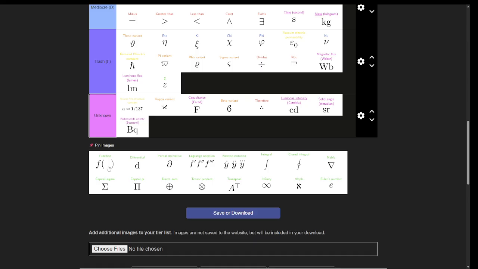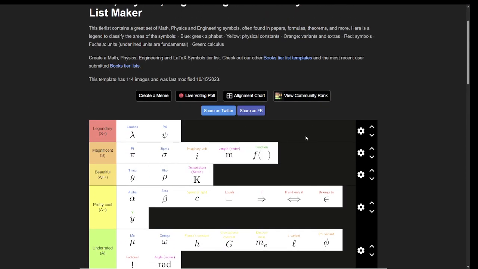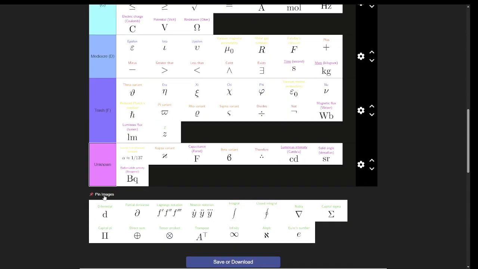So the function notation, I'm guessing this is the one by Euler. I'm going to put it in S tier because you know my goat Euler. He's the greatest of all time mathematician. Function notation, beautiful. I love this. You can have f of x, and you can plug into f of. And it's just beautiful the way it's written.